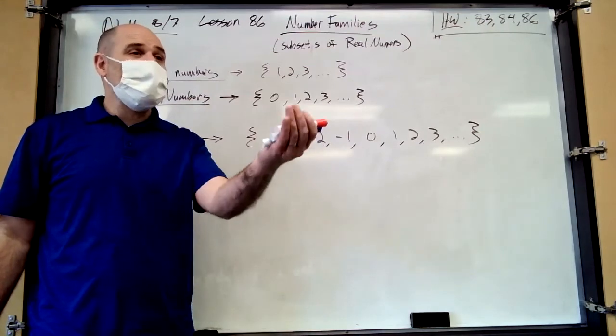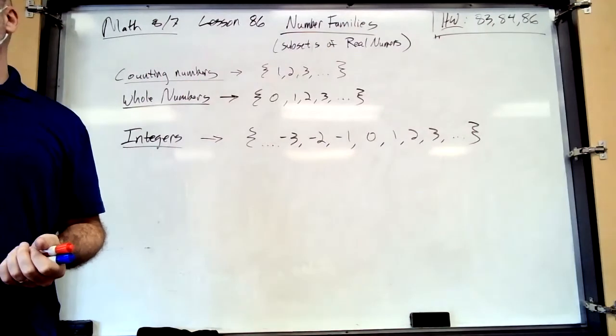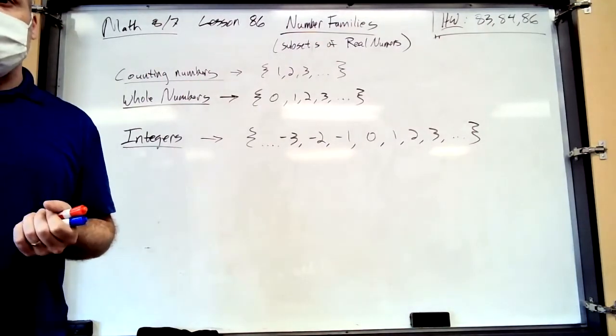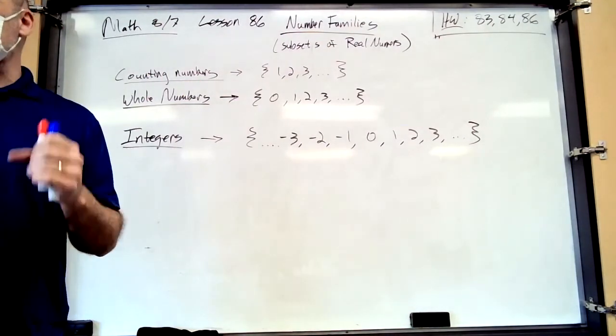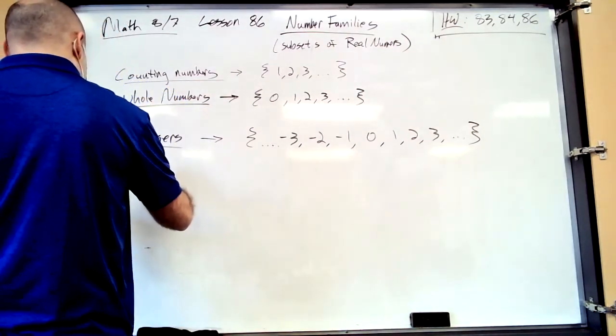Yeah, in between, the fractions. Another word for fraction sometimes is ratio, right? These are called rational numbers. Rational numbers are any numbers that you can write as a fraction.